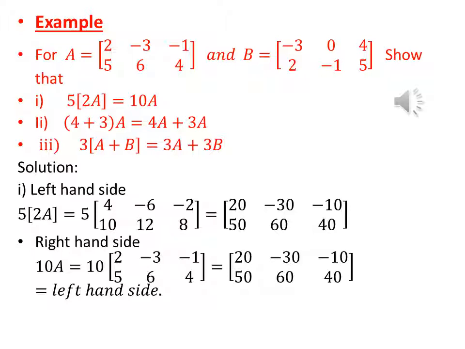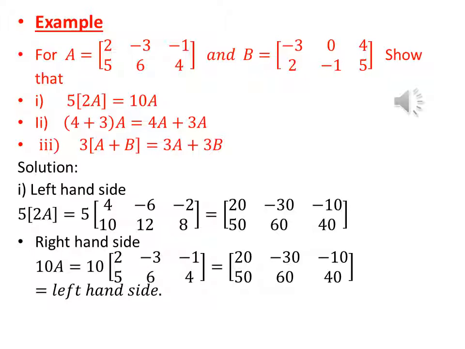After that, we multiply this whole matrix by 5, 5 times each element inside the matrix. So we get 20, negative 30, negative 10. 5 times 4 is 20, 5 times negative 6 is negative 30, 5 times negative 2 is negative 10. After that, 5 times 10 is 50, 5 times 12 is 60, 5 times 8 is 40. That is the left hand side. What is the right hand side?